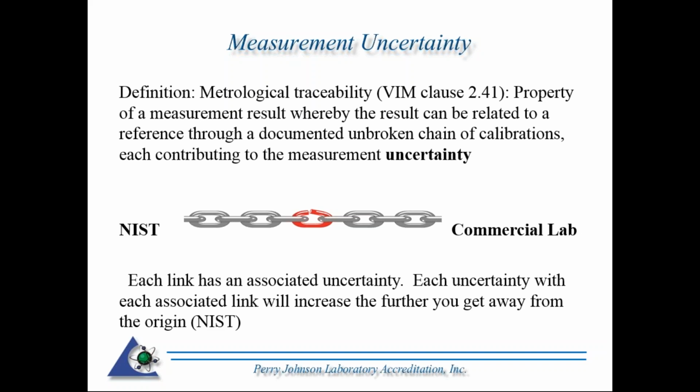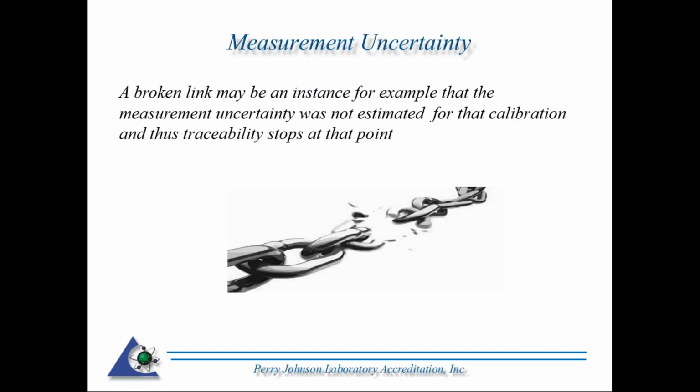So I've got the chain there, and you see NIST at one end and the commercial lab at the other. Ideally, to better depict this, each link would get larger as you get away from NIST, because each uncertainty is going to build upon the other. Each link has an associated uncertainty, and it will increase the further you get away from the origin, in this case the SI through NIST. Hence, a broken link may be an instance, for example, where the measurement uncertainty was not estimated for that calibration, and thus traceability stops at that point.